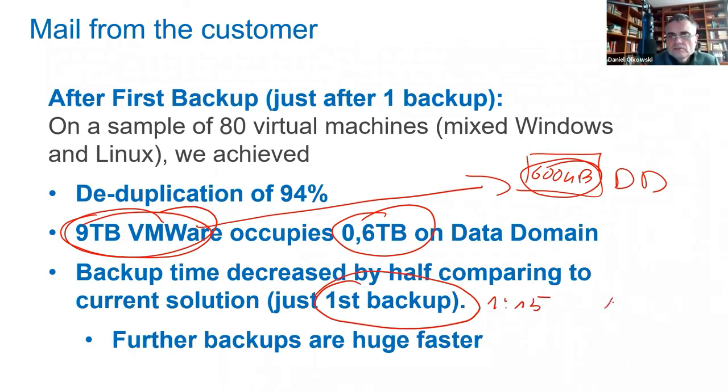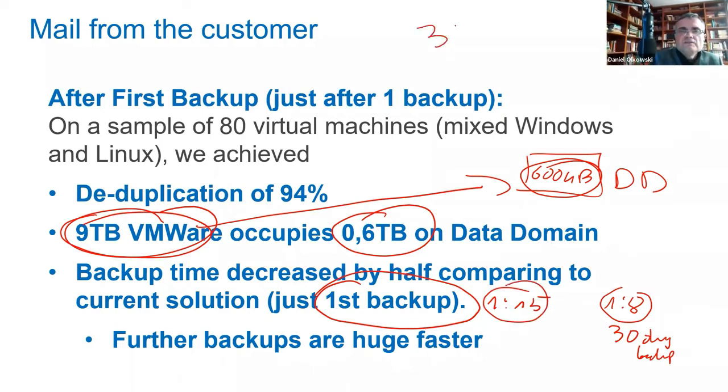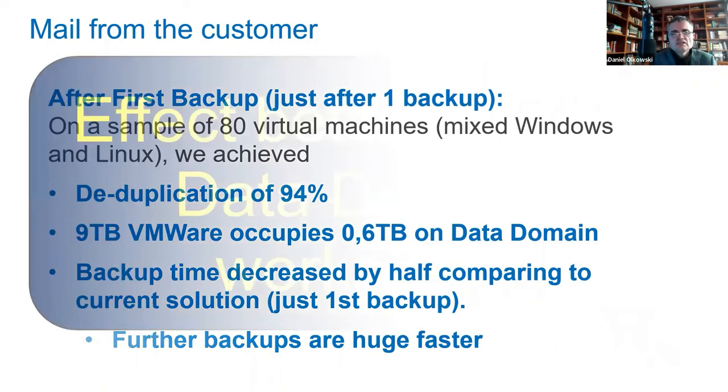Much software has a problem overcoming 1 to 8 with 30 days, with 30 backups. Here with just one, they had 1 to 15. With 30 backups, usually what we achieve is 1 to 100, up to 1 to 300. So it's huge deduplication, and the cost is decreased hugely.